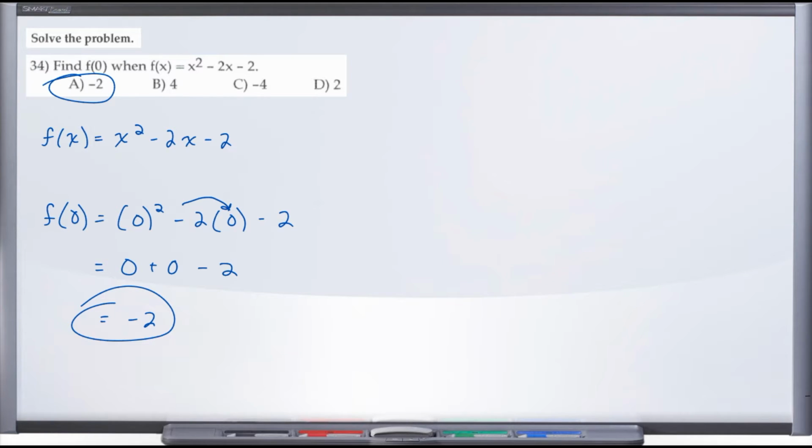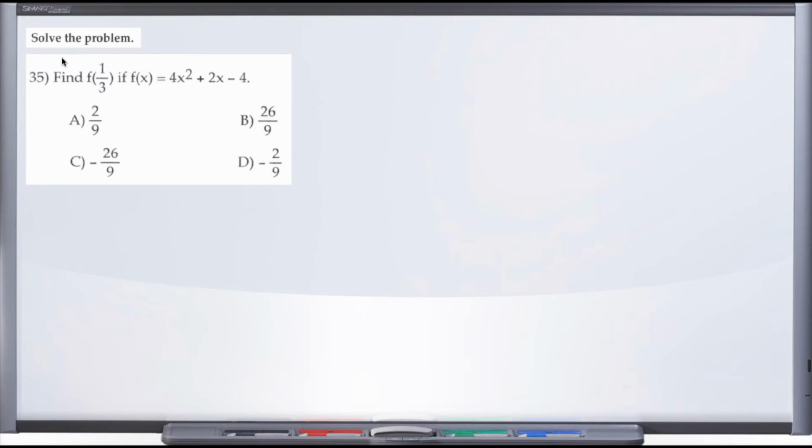All right, let's go ahead and take a look at the next one, number 35. Again, solve the problem. Find f of 1/3 if f of x equals 4x squared plus 2x minus 4. So we've been given f of x and told it equals 4x squared plus 2x minus 4. And we want to find f of 1/3. So we're going to take our given function, and anywhere we see an x, we're going to instead put in a 1/3 and evaluate.